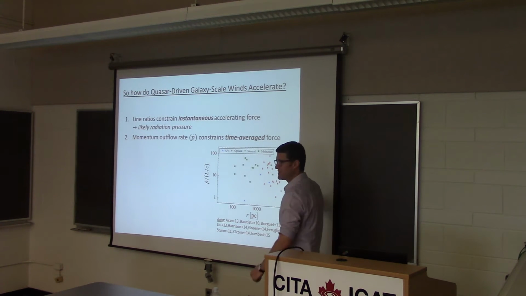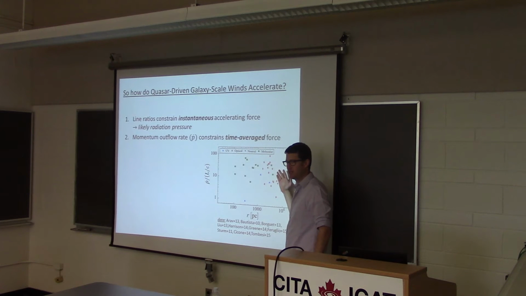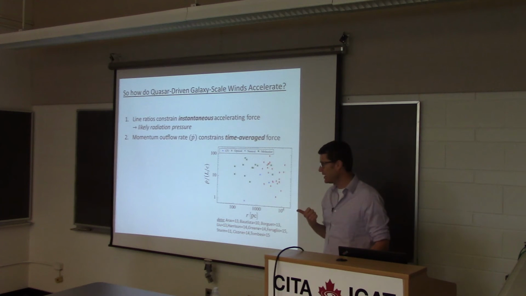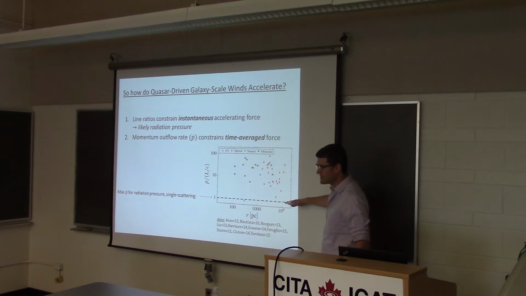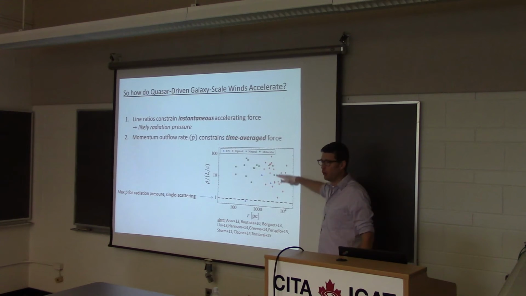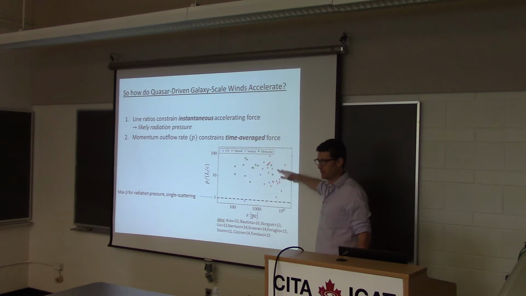Okay, so why is this a problem? Why is it a problem that the momentum outflow rates are so high? The reason is that if we assume that radiation pressure is doing all the accelerating, then the maximum momentum outflow that we can get is 1 times L over C. So this is much below the total momentum outflow rate that we see.